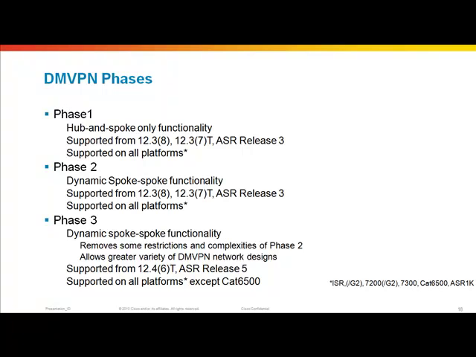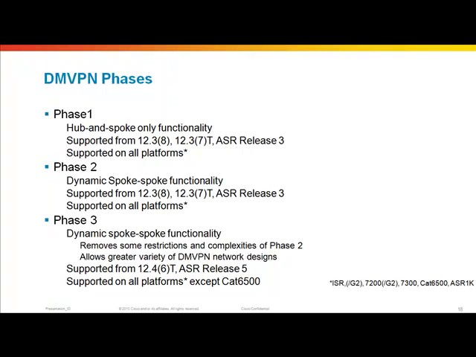Now, we originally implemented phase 1 and phase 2 pretty much about the same time. Code went out. What we found, when we implemented that, is we had a number of bugs. Some were hub and spoke related, some were spoke to spoke related. I'm talking about 6, 7 years ago.